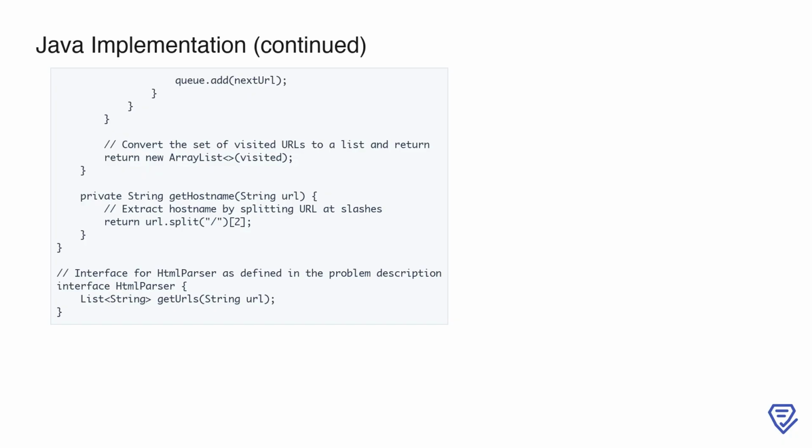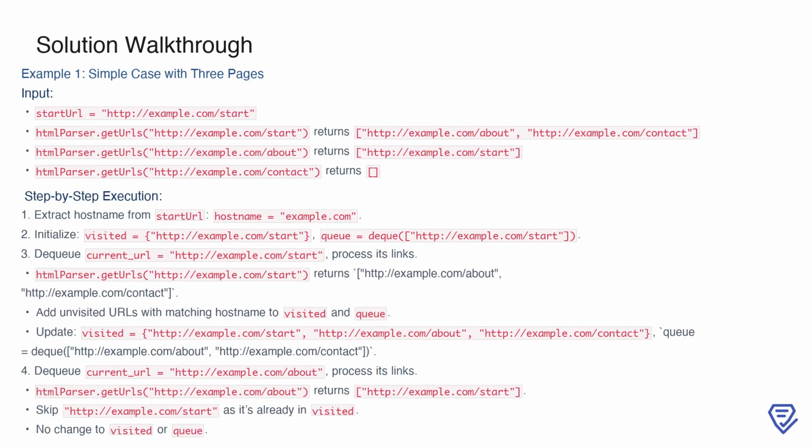To solve the web crawler problem, we start with a simple example involving 3 pages. The input specifies the start URL as http://example.com/start. The HTML parser.getURLs method simulates the links found on each page. For http://example.com/start, it returns 2 links, http://example.com/about and http://example.com/contact.